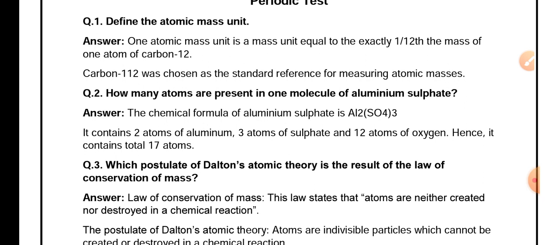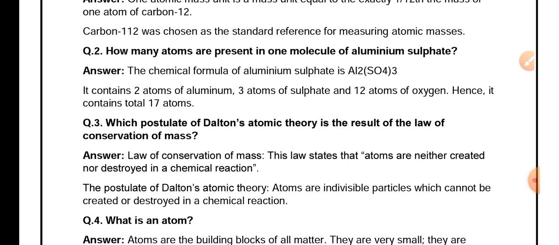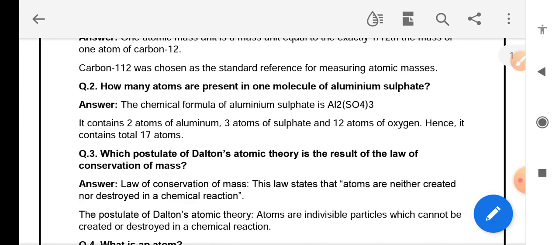Then, second question: how many atoms are present in one molecule of aluminium sulfate? The chemical formula of aluminium sulfate is Al2(SO4)3. It contains two atoms of aluminium, 3 atoms of sulfur and 12 atoms of oxygen. Hence, it contains a total of 17 atoms.